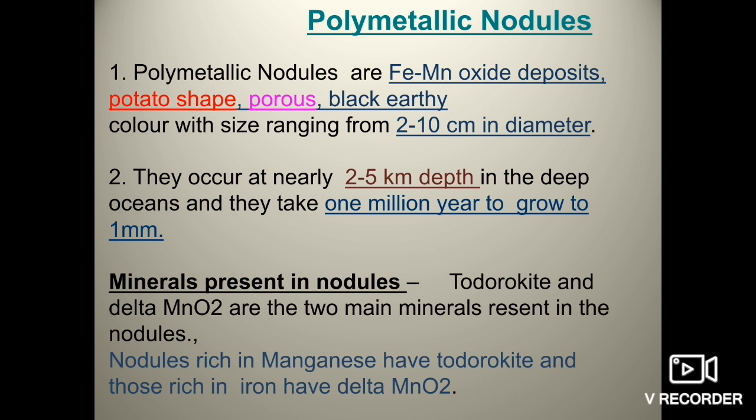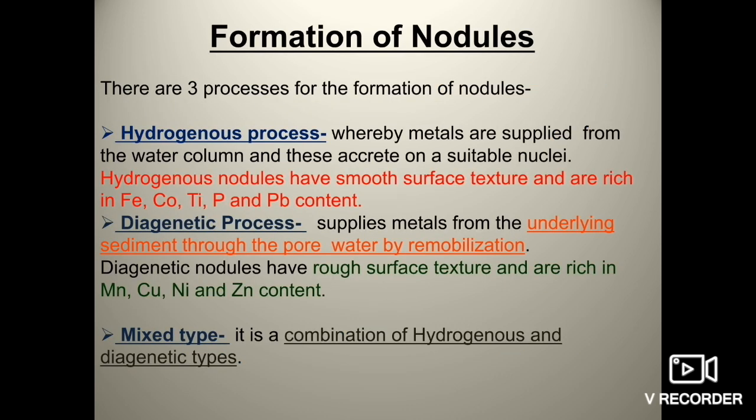And if we talk about the basic minerals present in the nodules, todorokite and delta MnO2 are the two main minerals present in the nodules. Nodules rich in manganese have todorokite, and those rich in iron have the delta MnO2. So these are the minerals which are basically present in the nodules.